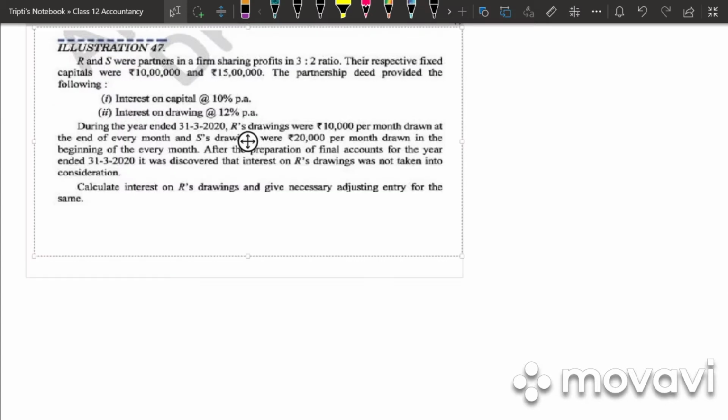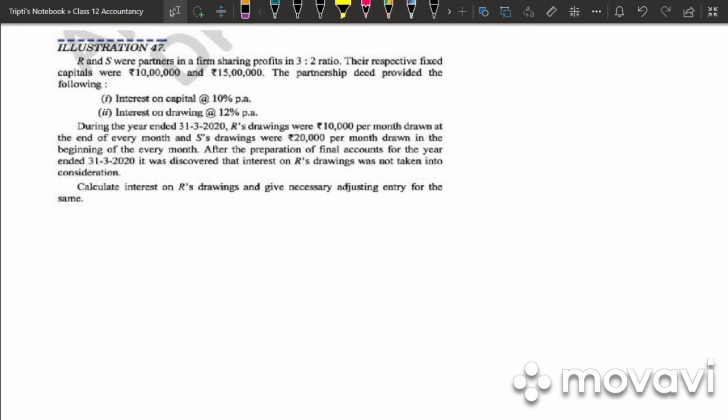R and S were partners in a firm sharing profit in 3:2 ratio. Their respective fixed capital were 10 lakh and 15 lakh. The partnership deed provided the following: interest on capital 10%, interest on drawings 12%.